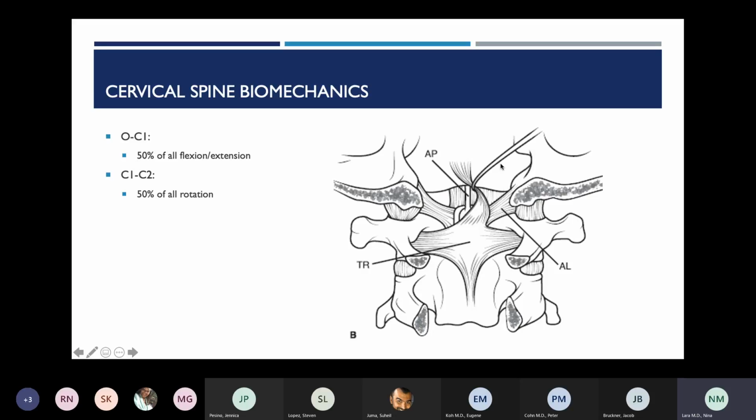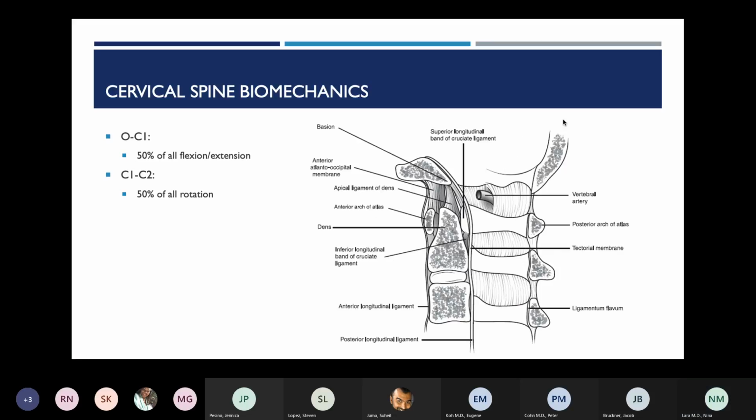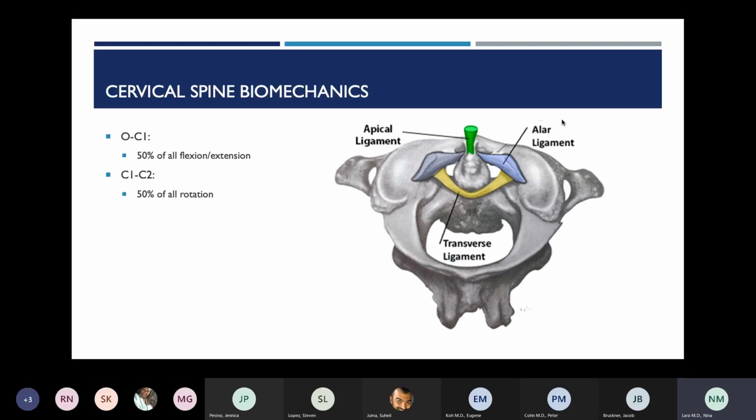The posterior occipital membrane, actually, we can just skip that part because it's not very important. This is just another depiction of the cruciate ligaments again.